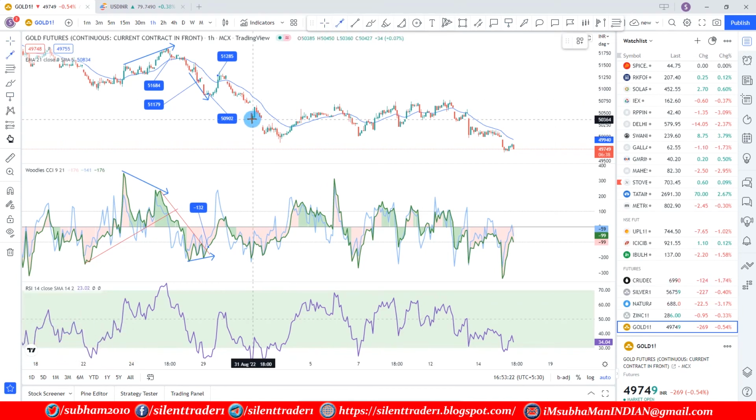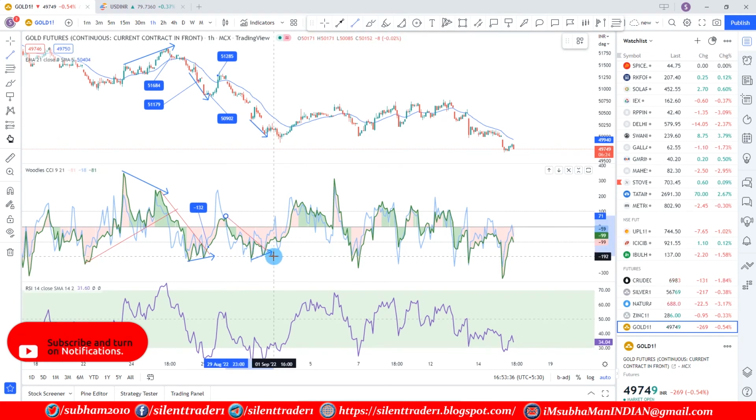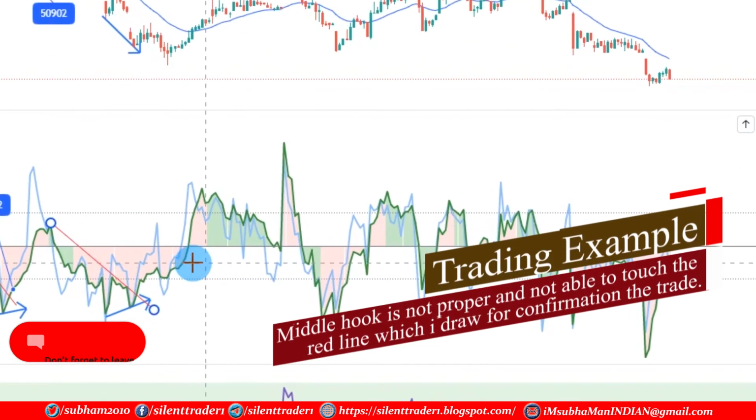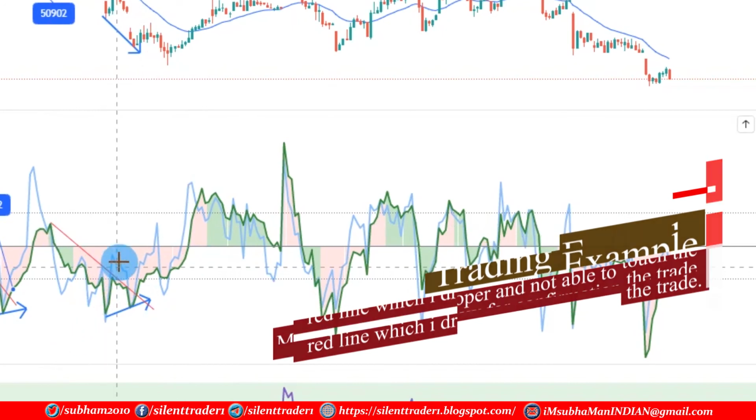Next, the price is showing the lower direction, but CCI is again in a positive trend. Draw a line to find out the trade point. But if you check carefully, the middle hook is not proper and not able to touch the red line which I drew for confirmation of the trade.